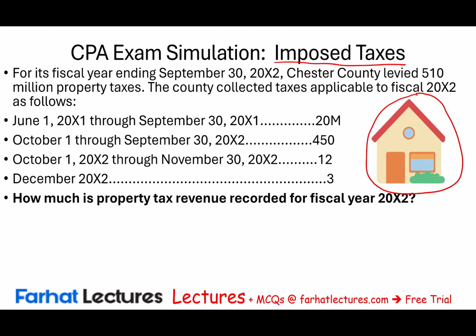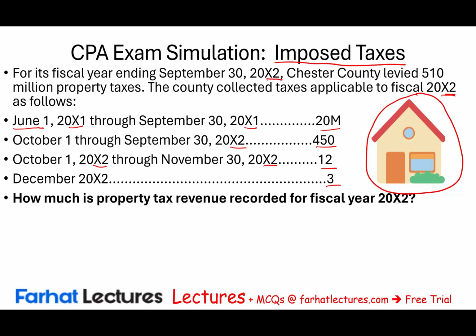For its fiscal year end, September 30th X2, Chester County levied 510 million property taxes. The county collected taxes applicable to that year, X2, as follows. June 1st, X1 through September 30th, X1, 20 million. October 1st through September 30th, X2, 450. October 1st, X2 through November 30th, X2, 12 million. December X2, 3 million. It's very important here to look at a time frame.